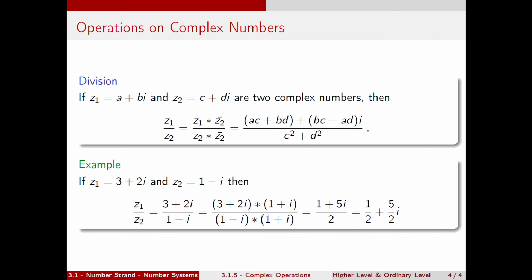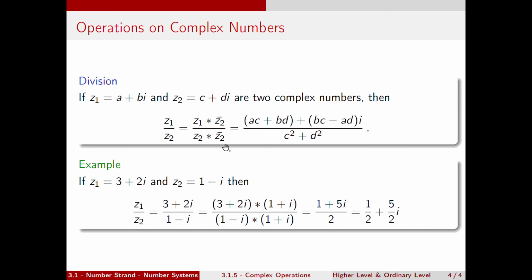So if we look at division of two complex numbers, z1 is equal to a plus bi and z2 is c plus di, we have z1 over z2 is equal to z1 times the conjugate of z2 all over z2 times the conjugate of z2, which gives us this formula here, (ac plus bd) plus (bc minus ad) times i all over c squared plus d squared. Now this looks complicated, but we'll see in an example that this is very doable.